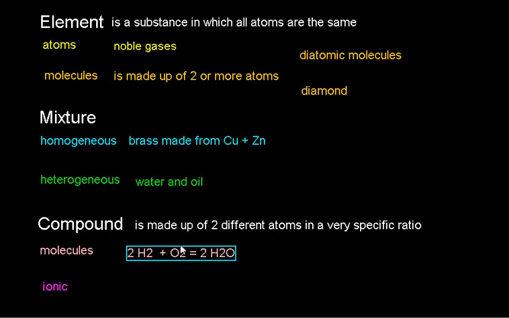If we were to add in more oxygen, we'd be left over with extra oxygen. If we were to put in more hydrogen, we'd be left over with hydrogen. So for the reaction to happen, we have to have the exact ratios. And this is what makes it a compound. An example of an ionic compound would be 2 sodiums with 1 chlorine molecule, which is another example of a diatomic molecule, which would give us 2 NaCl, which is table salt.